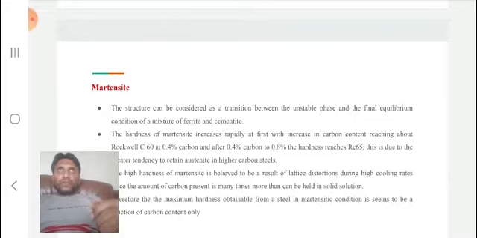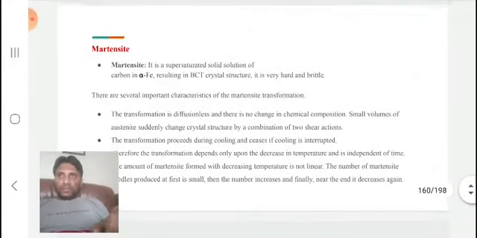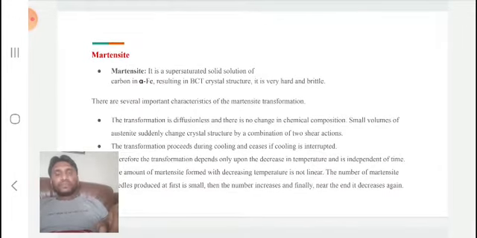Whereas from 0.4% carbon to 0.8%, almost double the carbon content only increases hardness by 5 units, that is Rc65. So Rockwell hardness is not affected by the carbon content. That means the formation of martensite is not effective after 0.4% carbon. So this is very important. So martensite is a function of carbon.